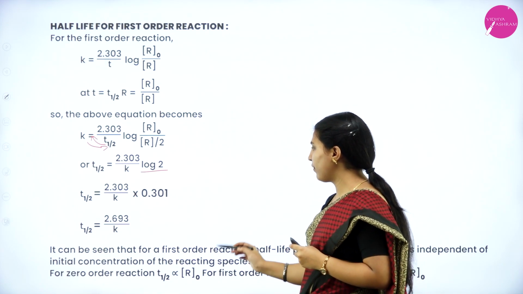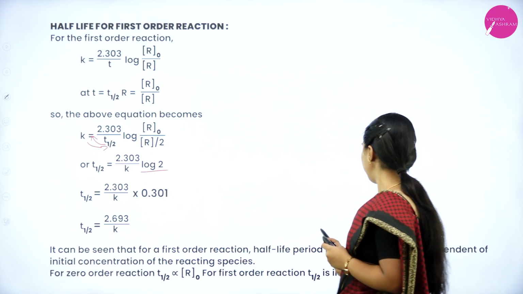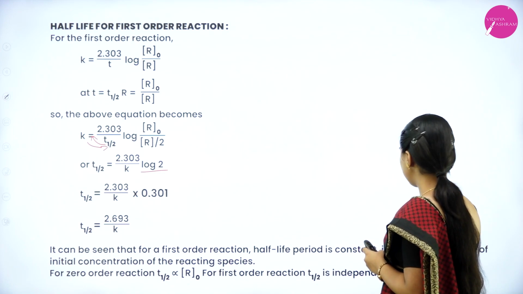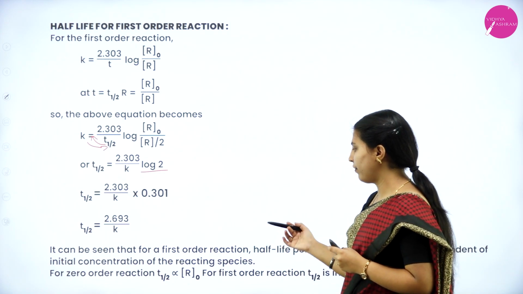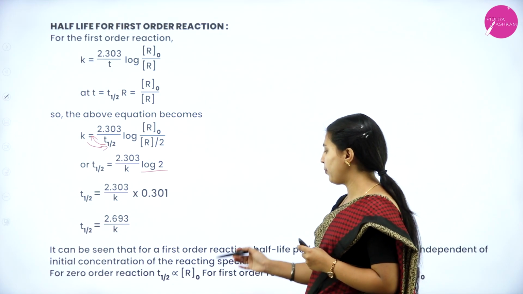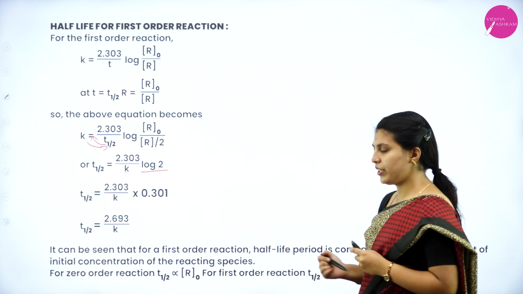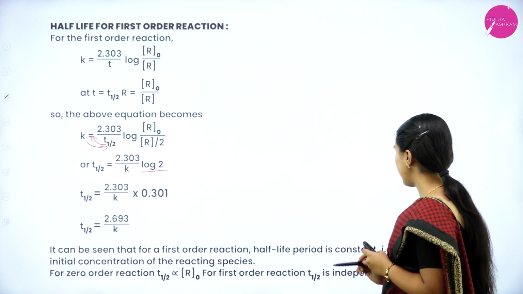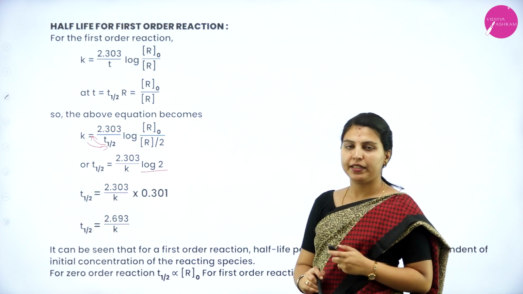It can be seen that for a first order reaction, the half-life period is constant. That is, it is independent of the initial concentration of the reacting species. For a zero order reaction, t-half is directly proportional to the initial concentration. For a first order reaction, t-half is independent.